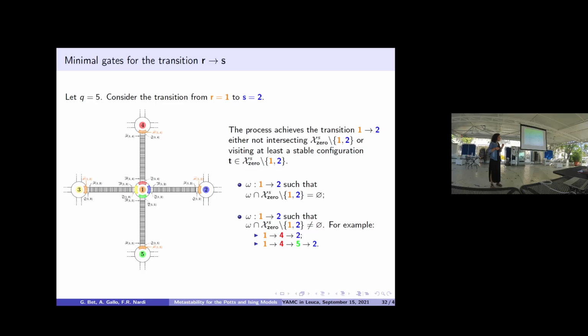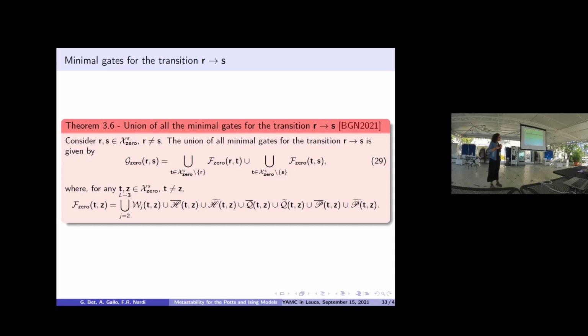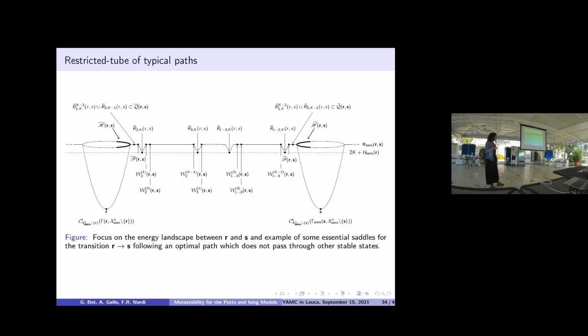we have to consider all the minimal restricted gates that the process intersects when it leaves 1 and arrives for the first time in the set of the other stable configurations. And we have also to consider the union of all the minimal restricted gates that start in any stable state of the energy landscape and that arrive in 2. So the union of all the minimal restricted gates for the transition from a stable state R to another stable state S without constraints is given by these two unions.